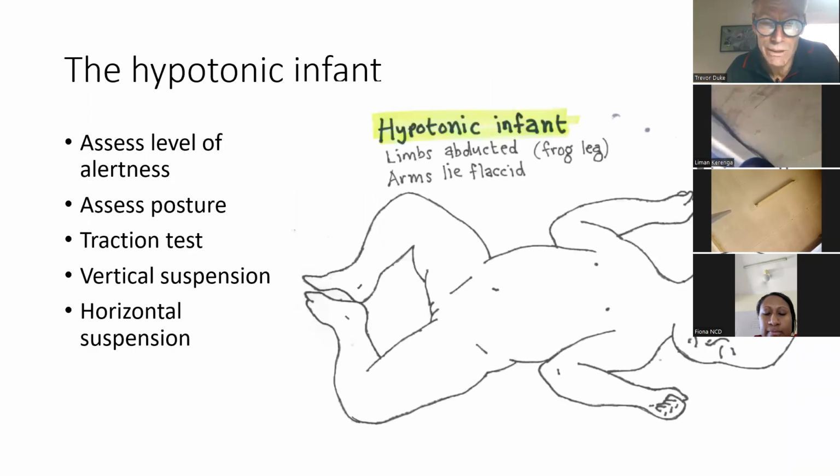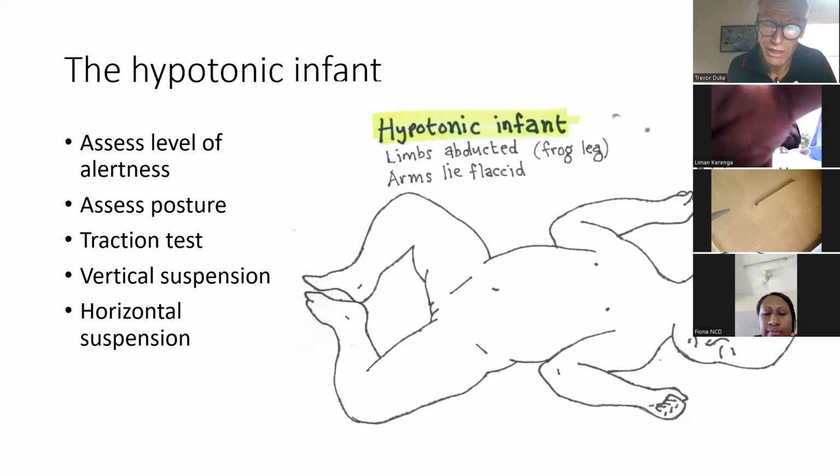First of all, the hypotonic infant. We see many infants who are more floppy than they should be. That could be an acute onset of floppiness, or they've had hypotonia, or lack of tone, or floppiness from the time of birth. When we see a child like that, it's really important that we assess their level of alertness. Whether they're alert or not alert can tell you a lot about whether the child has a central problem or a peripheral problem.